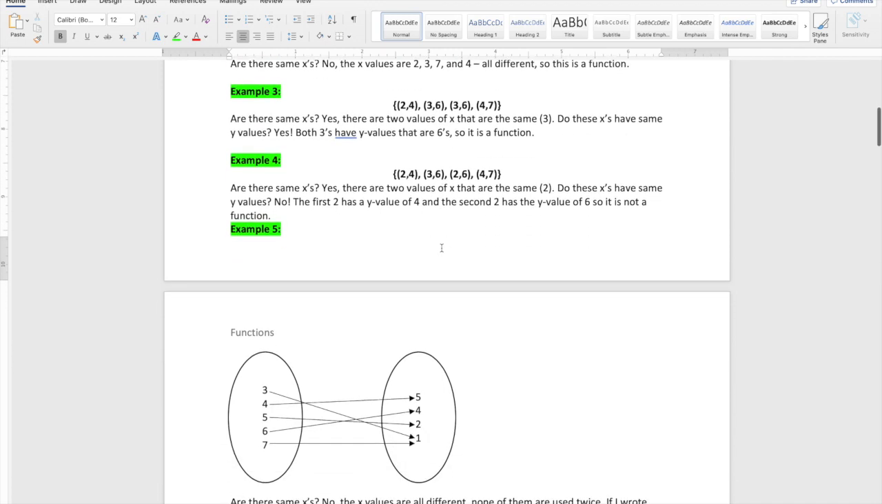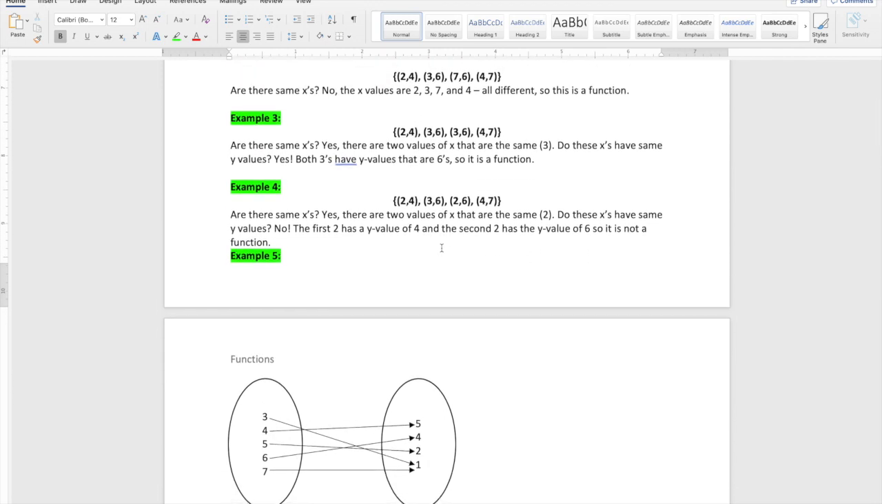Let's look at the fifth example. This does not look like a set of ordered pairs, however, it can actually be written as a set of ordered pairs. All of these are x's, all of these are y's. So what you do is you use the arrow to determine which x is associated with which y. So for example, this 3, which is your x, is associated with this 1, which is your y. So it's 3, 1, that would be a first ordered pair. This is 4, 5, then a 5, 2, a 6, 4, and a 7, 1.